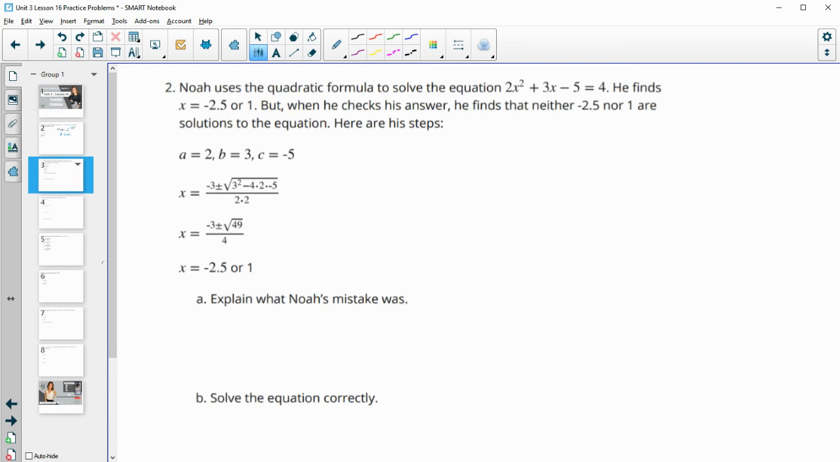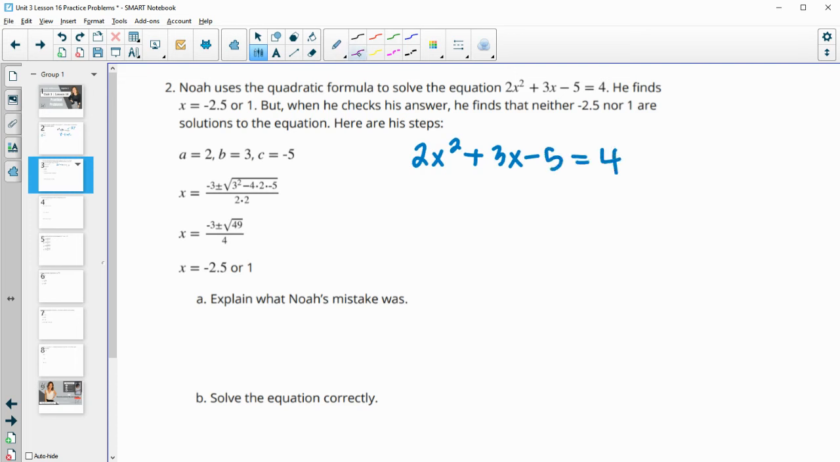Number 2, Noah uses the quadratic formula to solve this equation, and he gets answers of negative 2.5 or 1. But when he checked his answers back in, they didn't work. So what was his mistake? We see that he used this equation here.